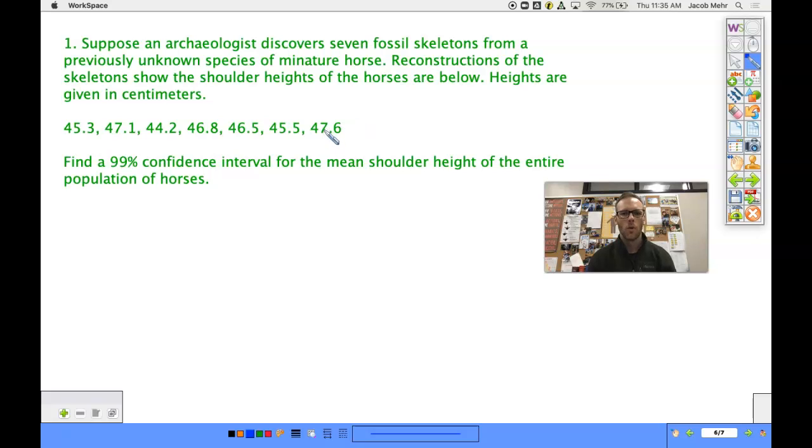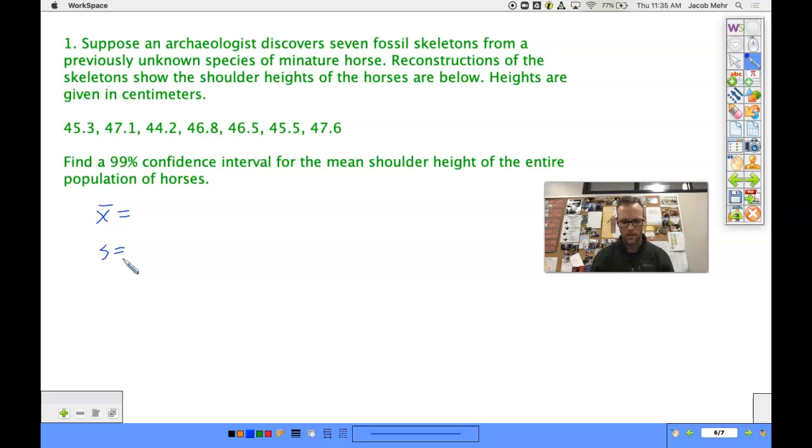All right? So what do we need to know? Well, we need to know the sample mean and the sample standard deviation. So I'm going to grab my calculator, and I am going to go into Stat Edit, and I'm going to put these samples into list 1. So 45.3, 47.1, 44.2, 46.8, 46.5, 45.5, 47.6. All right, I've got all 7.